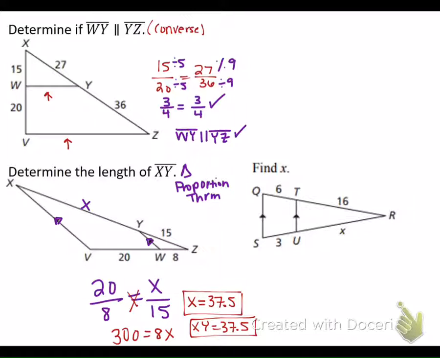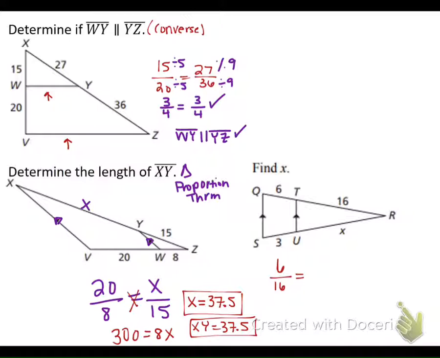So we're finding UR here. So Kylie, what would your proportion be? Obviously. Just try. Okay. 6 over 16. Perfect, okay.